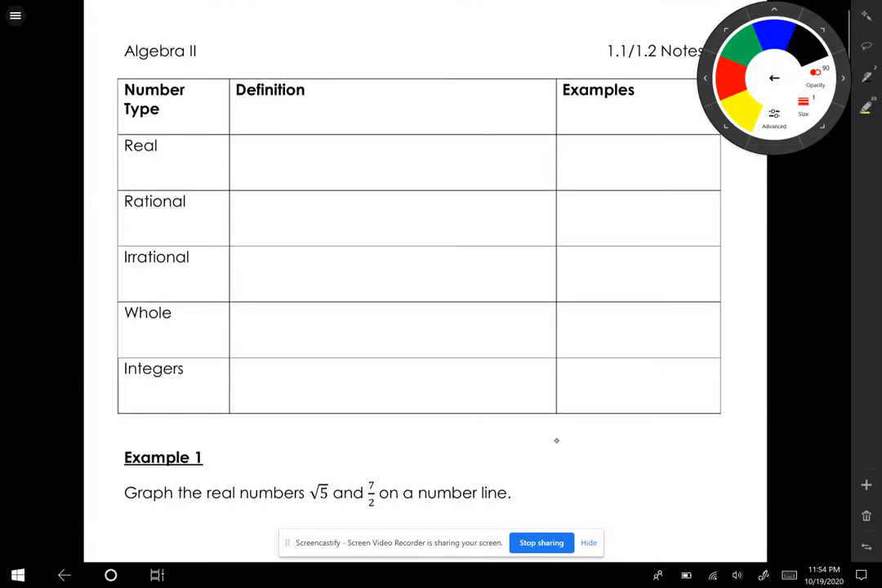Real numbers are all the numbers. These include positive, negative numbers, fractions, and decimals. Examples: 5, negative 13, 1/8, 0.75. So I'm going to sketch a picture of the real number system.